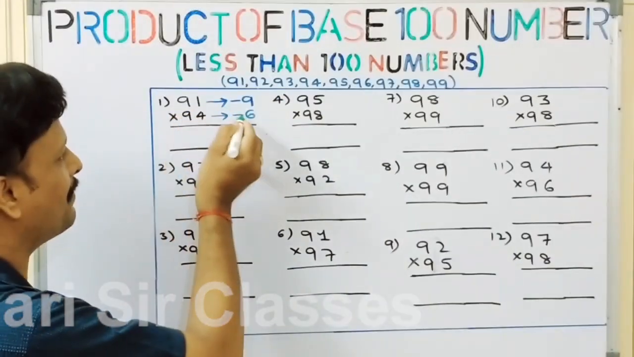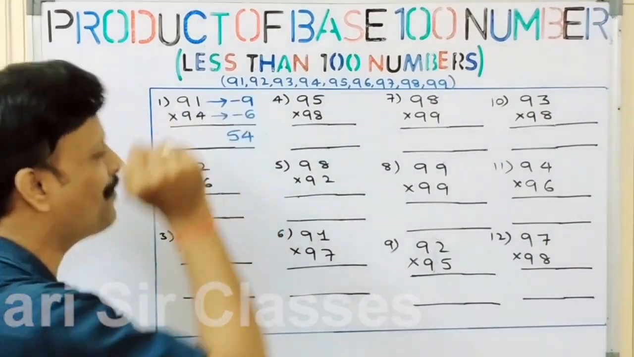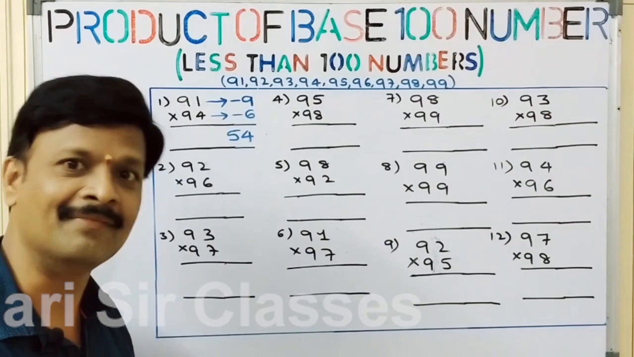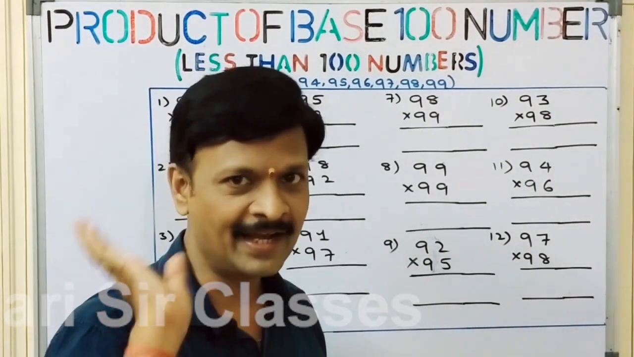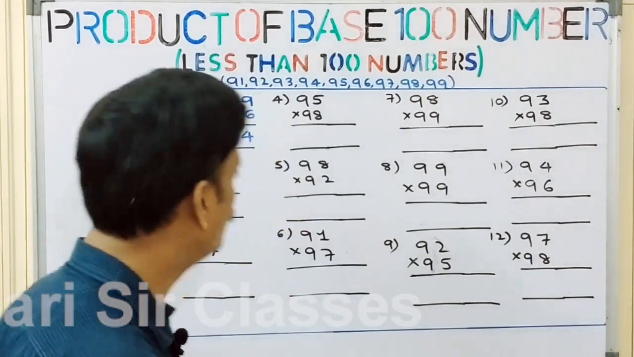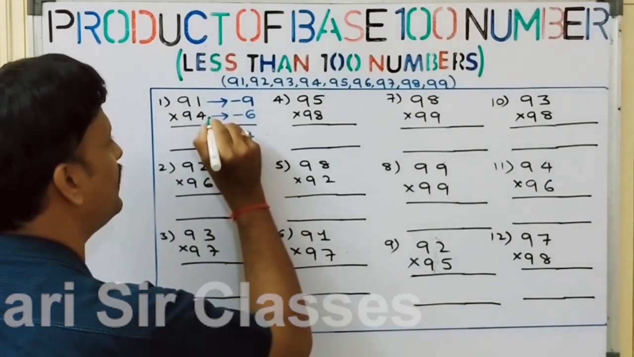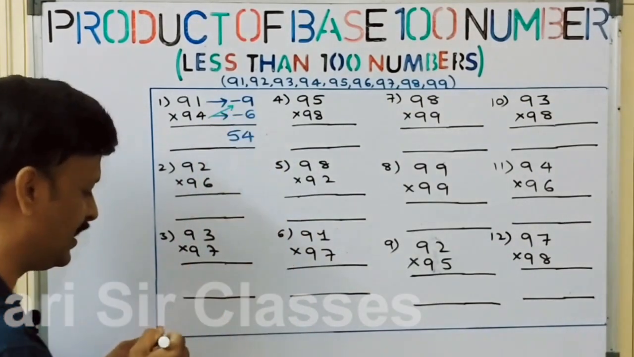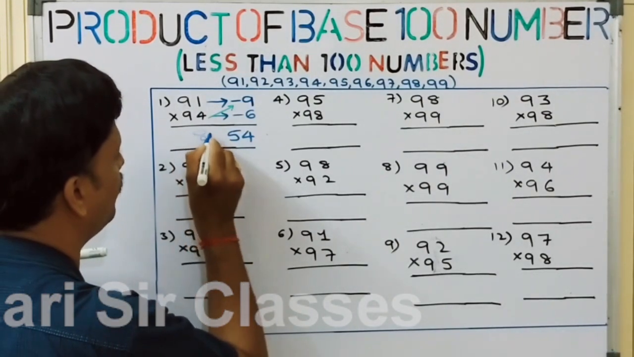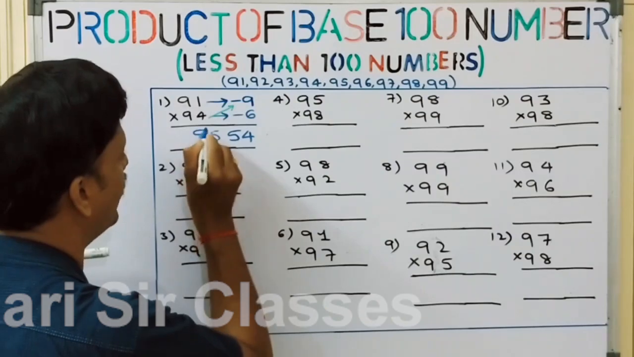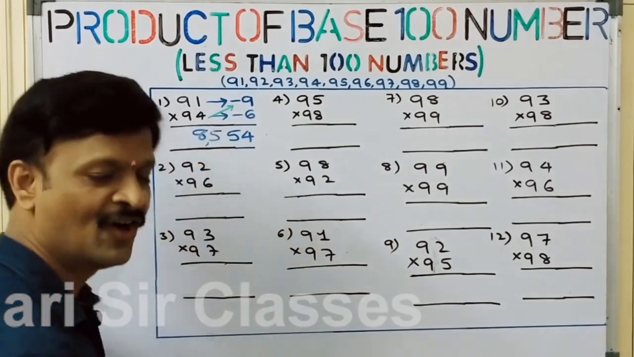That is, 91 minus 6, what is the answer? 85. And 94 minus 9 you do, the same 85 only. Whichever you feel is easy, you can follow. There is no restriction at all. I am taking 94 minus 9, I am feeling it is easy. Therefore 94 minus 9 is 85. I will write it here. So 8554 is your answer.